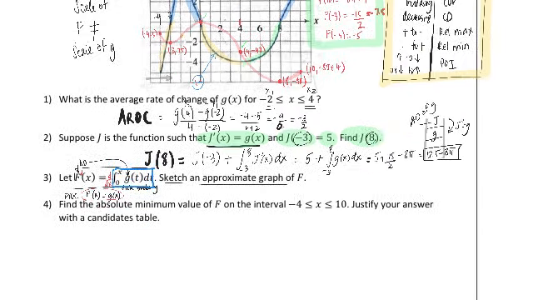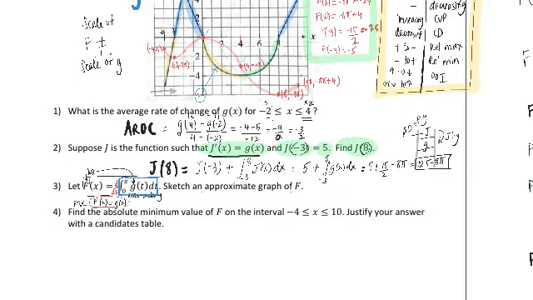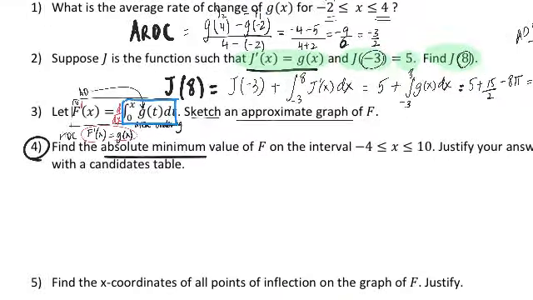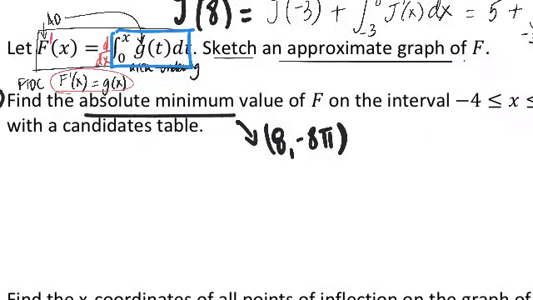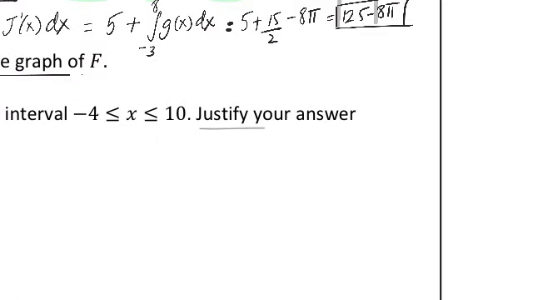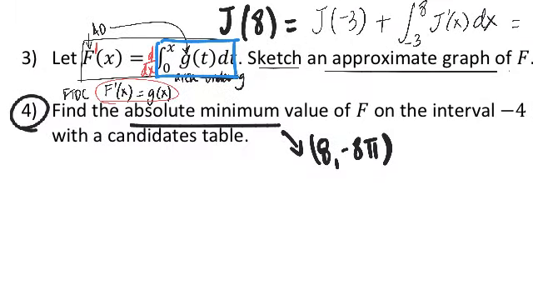Okay, so you can even just look at this graph that we drew for f and answer question number 4, right? You can look at the graph and realize that the absolute minimum of f is at 8, -8 pi, right? So we could even just look at that graph that we drew and understand that. And let's just explain that a couple different ways. The right way to do the problem, which we're going to do, is with a candidates table. So I'm going to remind you how to do that.